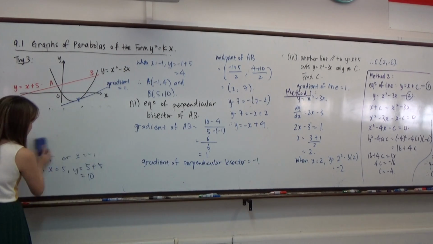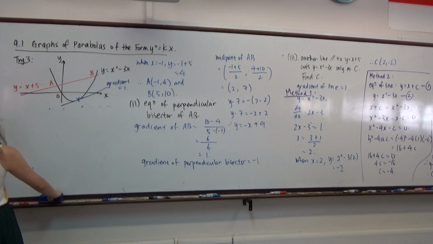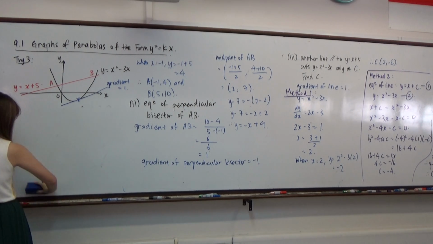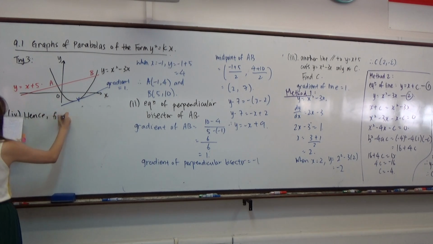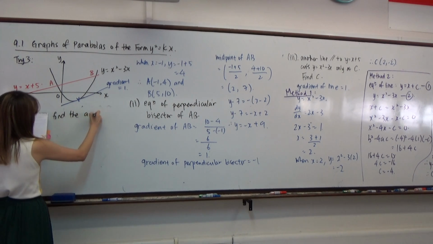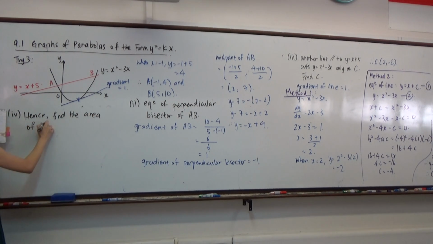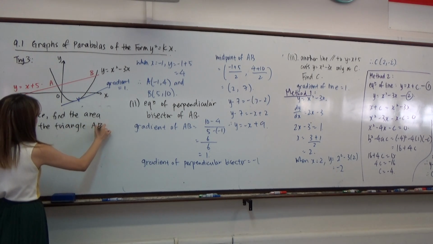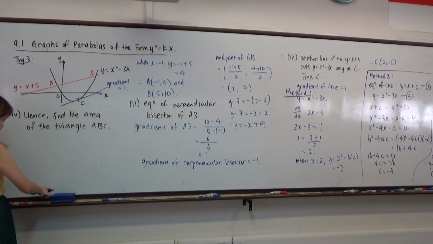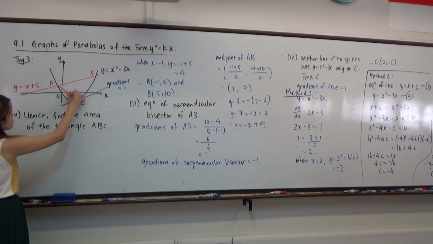Okay, then let's move on to the last part. I think it's part 4, right? Part 4 says hence find the area of the triangle ABC. So C is here, right? So we want to find the area of this triangle.